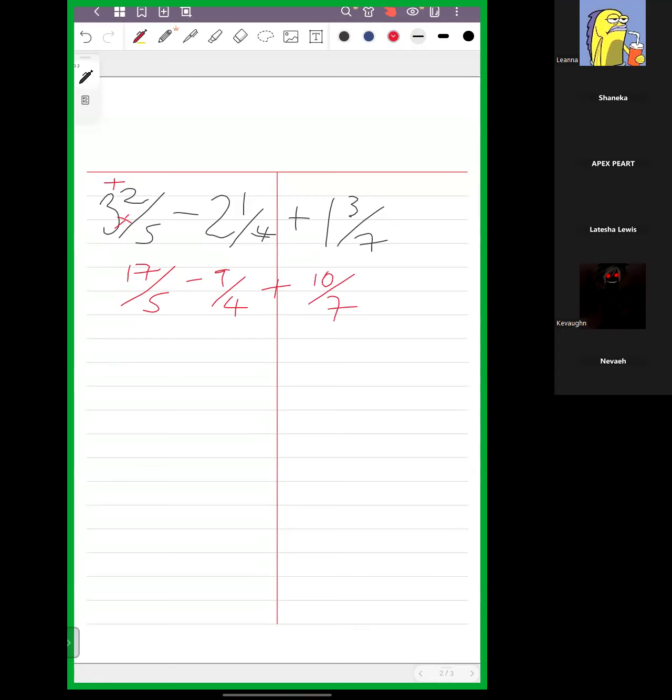Now, again, if you feel like it's better for you to find the LCM of this and then work it out and then bring down the 10 over 7, no problem. I feel like that's a lot more work than I need to do. I can just go right ahead and find the LCM of all three. So the easiest way to find the LCM here is to simply multiply all three numbers at the bottom. And so 5 times 4 is 20. And 20 multiplied by 7 is 140.